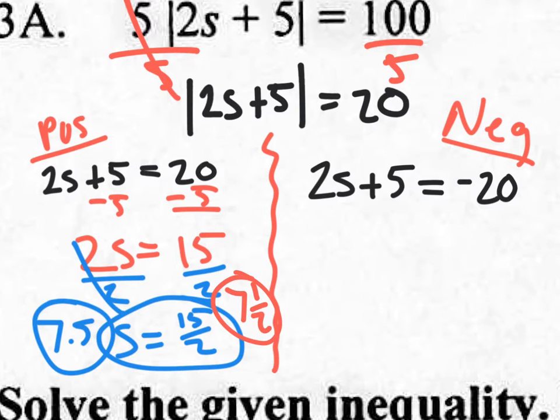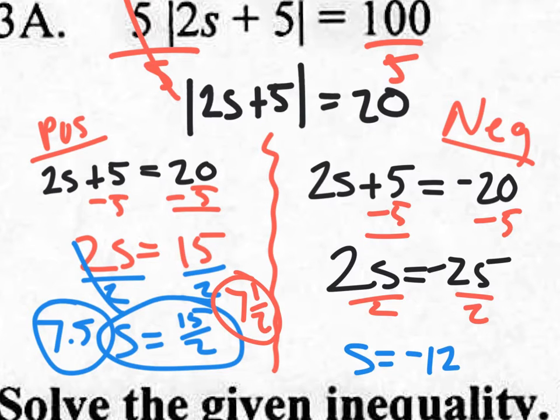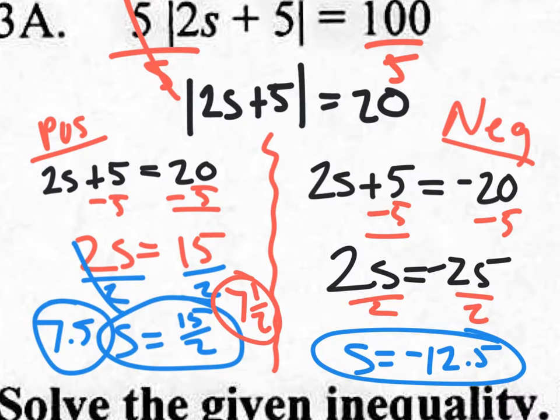Yay? Now that's the positive situation. The negative situation, we're also going to subtract 5. You're going to get 2s equals negative 25. So when you divide by 2 and divide by 2, your final answer will be s equals negative 12.5 if you write it as a decimal. Or maybe negative 12 1/2 if you write it as a mixed fraction. Or maybe even just negative 25 over 2. But you need to be able to identify all those answers on your multiple choice.